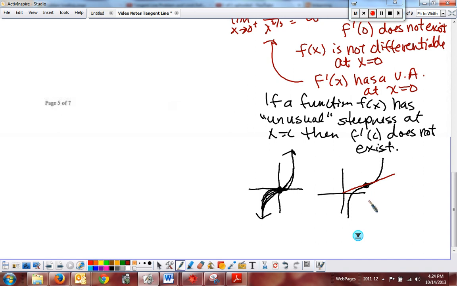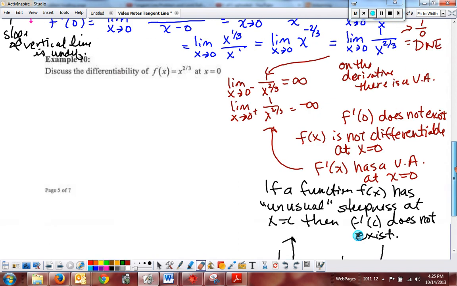It actually doesn't even need to be a point of inflection at all. It just has to have unusual steepness there, okay? Where it comes in and it's very straight, regardless of what happens here and here, if it's straight up and down there, that unusual steepness is going to cause you not to have a derivative. Right? I have one more example here we want to look at.